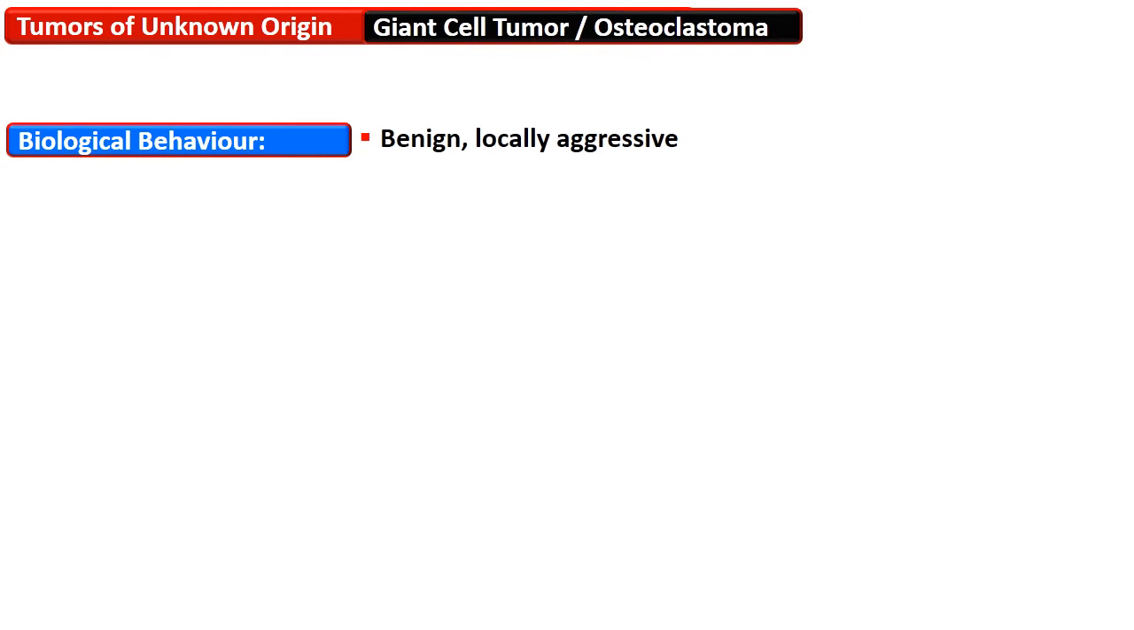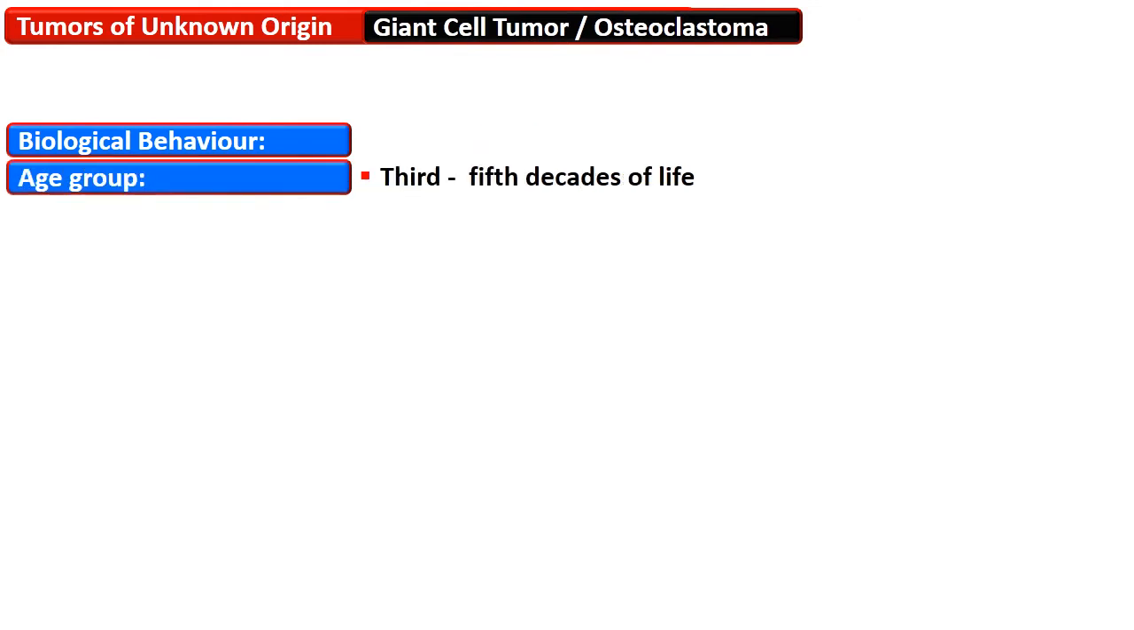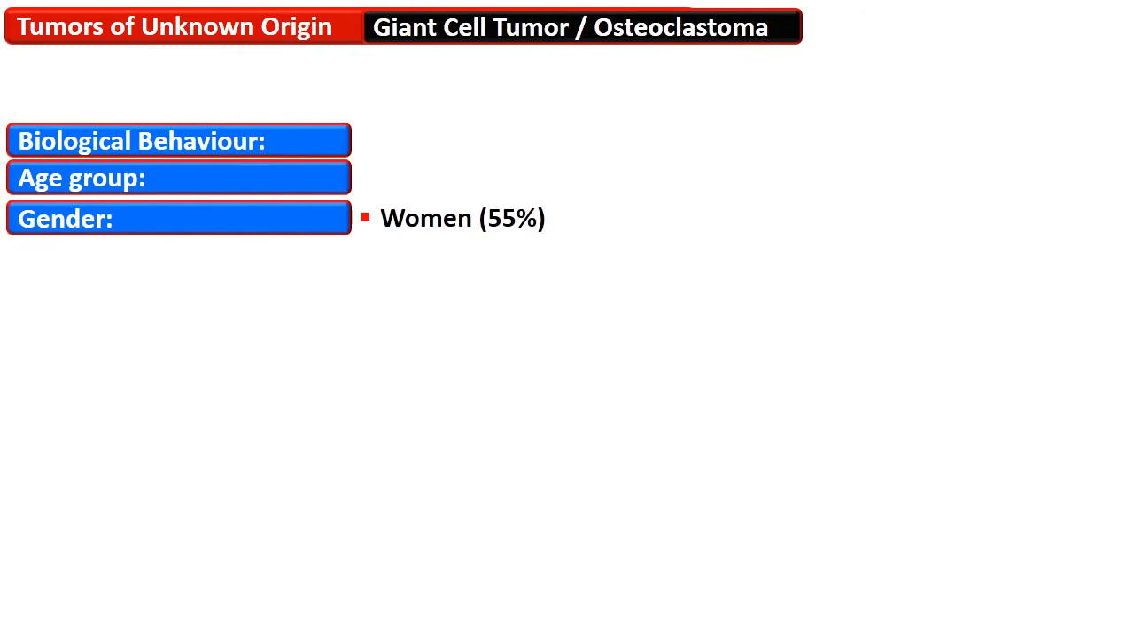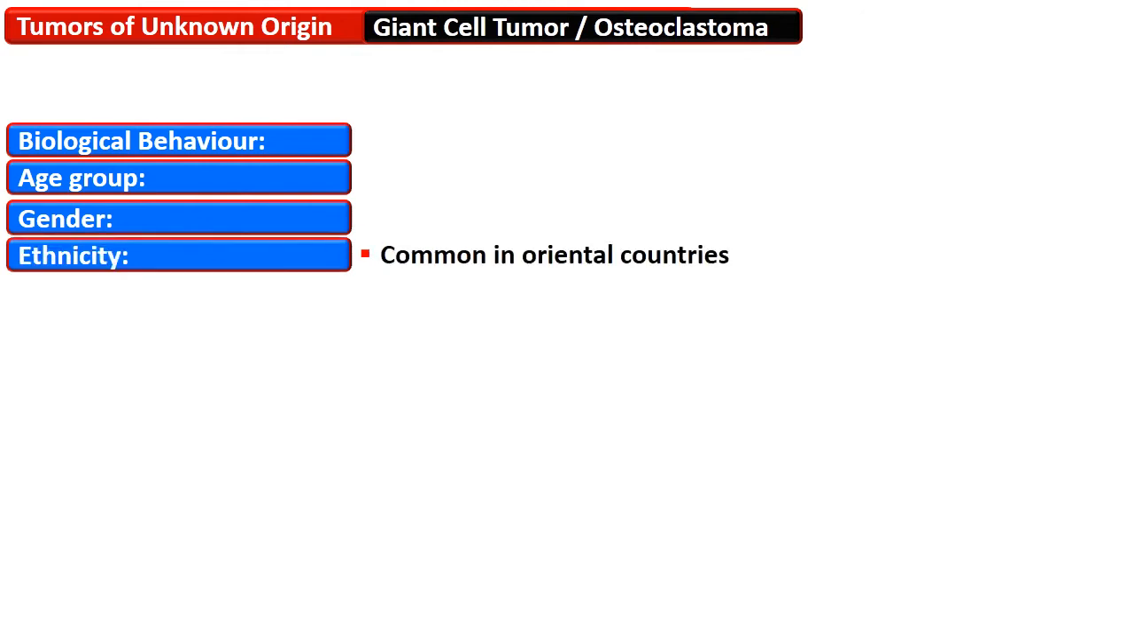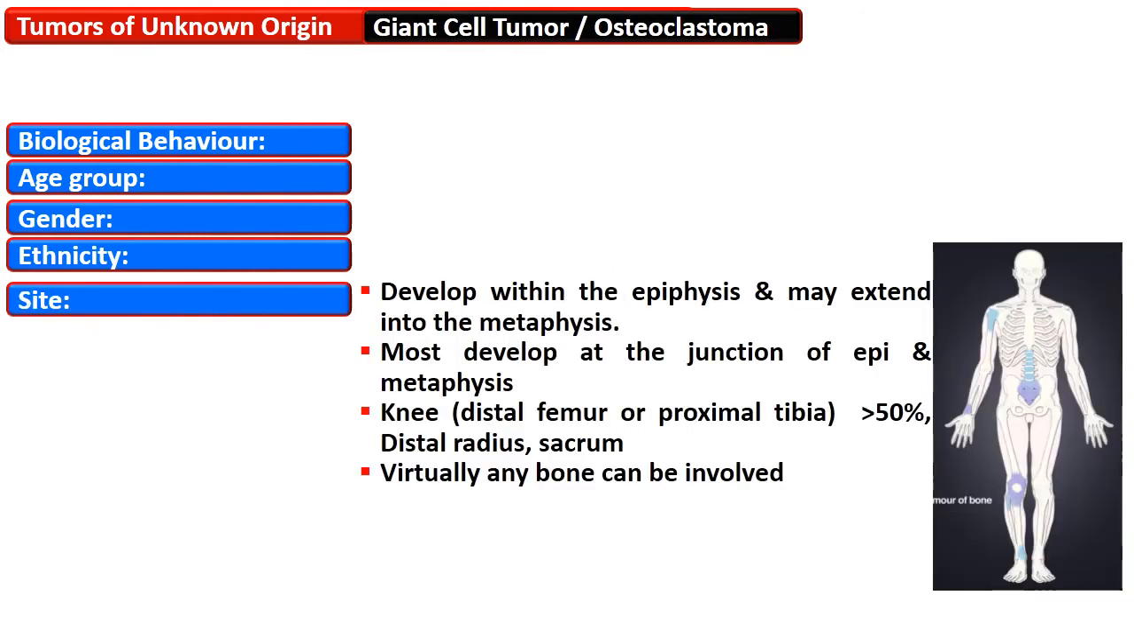They are locally aggressive benign tumors. They affect people during the third to fifth decades of life, and mostly women are the victims of this disease. The disease is more common in Oriental countries, and it develops within the epiphysis and may extend into the metaphysis. Mostly the lesion develops at the junction of the epiphysis and metaphysis.